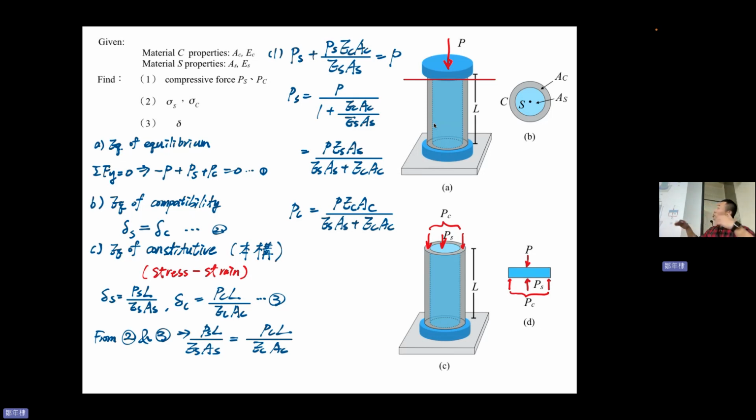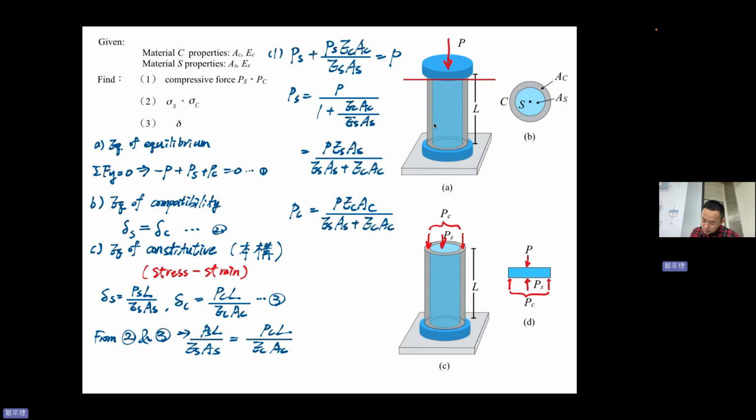Well, you need to substitute this one back here to get the PC, and you can get this one. And then after you do this, you find that they are symmetric. Their answers look symmetric. When you find that symmetry, it means your value will be correct. Okay, it makes sense, right? So PS, PC equal to has this kind of formulation.